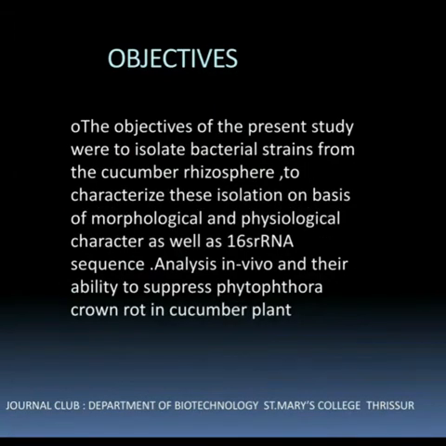Plant growth promoting rhizobacteria are the rhizosphere bacteria that can promote plant growth and also suppress plant diseases. These microorganisms are able to enhance the recycling of plant nutrients and also decrease the use of chemical fertilizers. The objective of this study was to identify and characterize plant growth promoting rhizobacteria indigenous to cucumber rhizosphere and to evaluate their ability to suppress Phytophthora crown rot in cucumber.